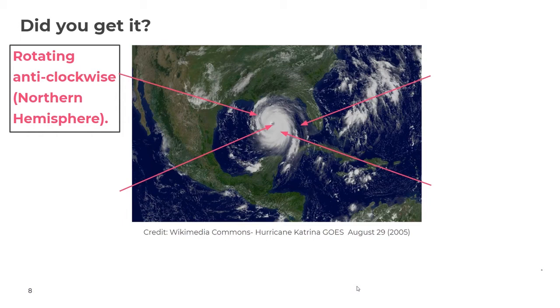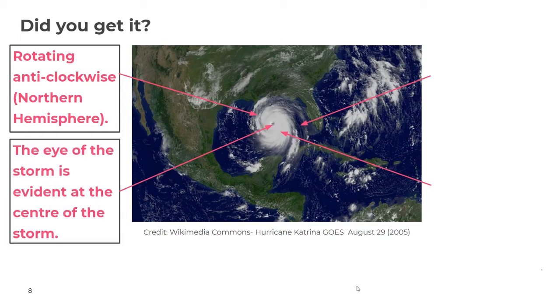My next indication that this is a tropical storm is that I can see in the centre of the storm there is the eye of the storm. So the eye of the storm is evident at the centre of the storm. So it's a clear area that we can see within the centre.